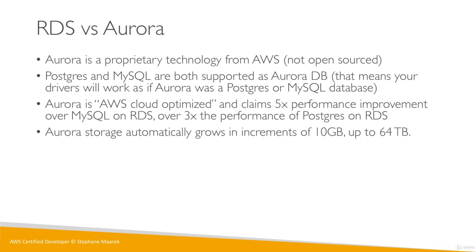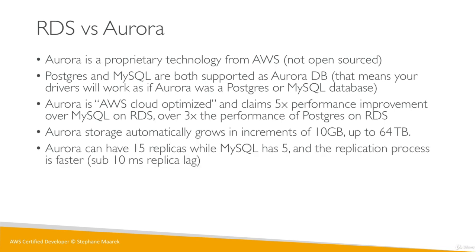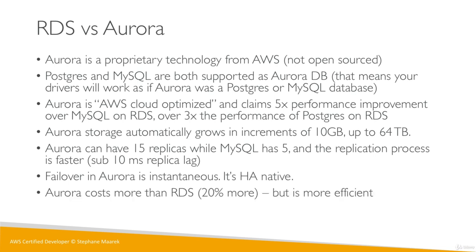And it comes with incremental storage, so you can increment the storage over time from 10 gigabytes up to 64 terabytes. It can have 15 replicas with MySQL, and you can do replication faster, with sub 10 millisecond replica lag. And also there's failover, so it's multi-AZ by default. It's high availability native, so your application will fail over directly. And although Aurora costs a bit more than RDS, it's said to be more efficient, and so overall your cost should decrease.